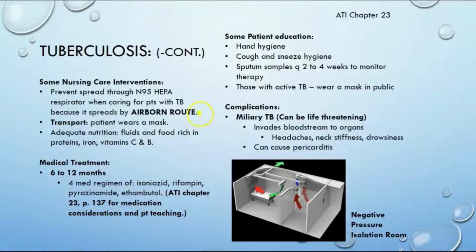Other thing you need to know, airborne route. You need to be fitted for an N95 HEPA respiratory mask. So do not, as a student, go into a room of somebody that has TB, because you need to be properly fitted for a mask. And there's a process of making sure that a mask is properly fitted for you. So it's not simply just putting on the mask and saying, yeah, this feels secure. You have to go through a fit test.